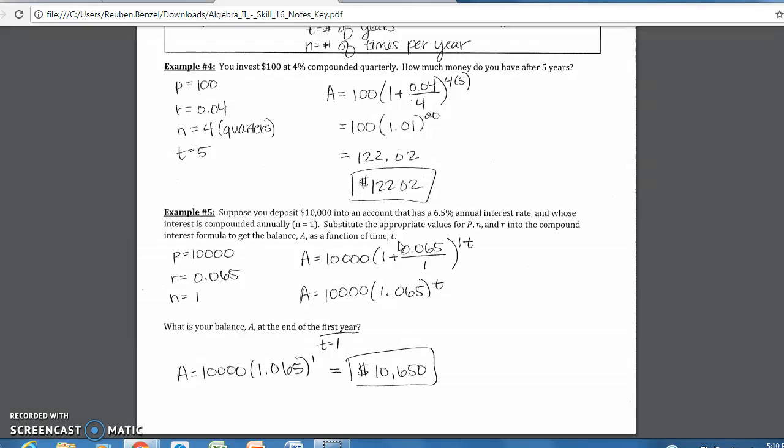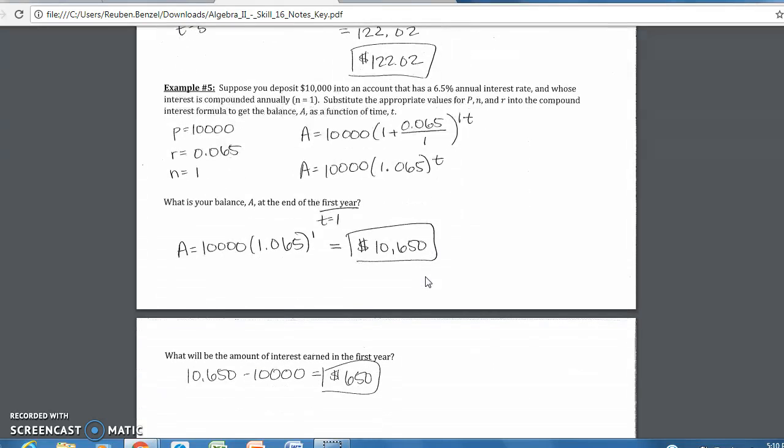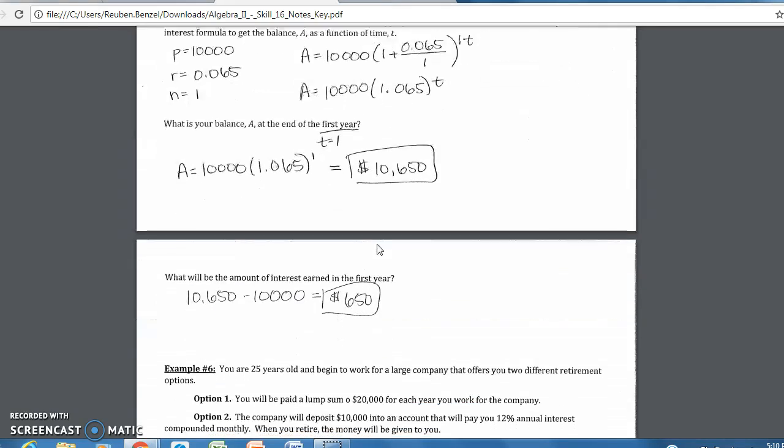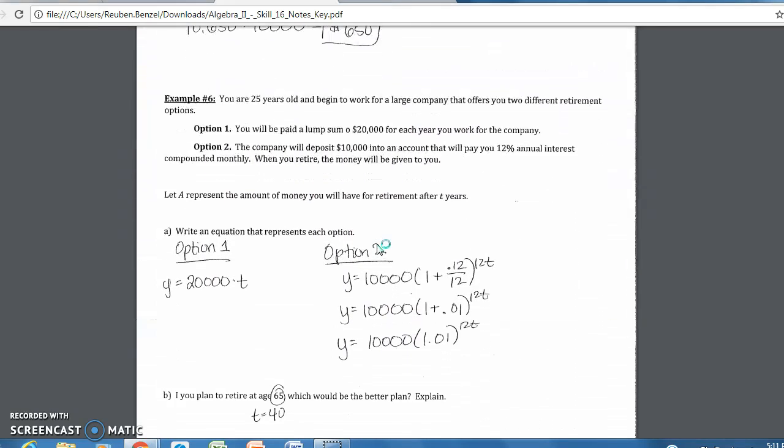Let's say that maybe you do $10,000 instead. And we have a 6.5% interest rate. So the 6.5% interest rate would be 0.065. You're going to plug in 0.065 for your R, and we'll just say that it's compounded annually, so once a year. Let's say we want to know how much we would get at the end of the first year. So at the end of the first year, we would have 1.065 to the 1. And we'd actually get $10,650. So you'd earn $650.